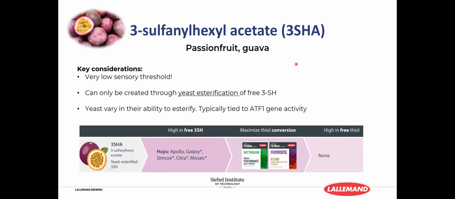Back to 3SHA. So yeah, again, you want to have the right precursors, which one way of doing it is adding it early enough so that you have 3SH in your wort. Have a strain that can maximize the conversion of 3SH through esterification into 3SHA, and high in this free... well, none that we know of.